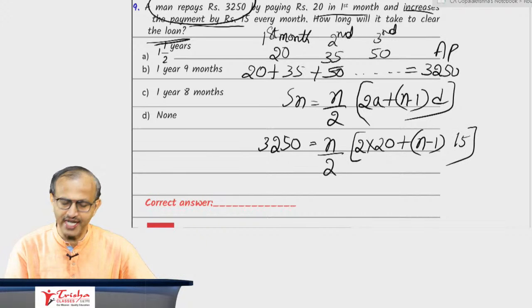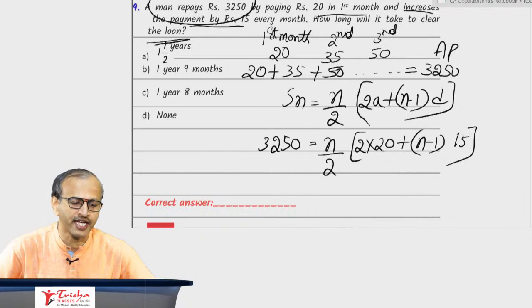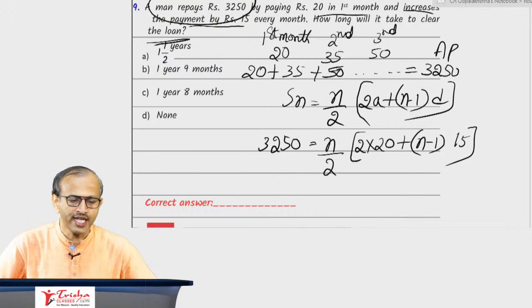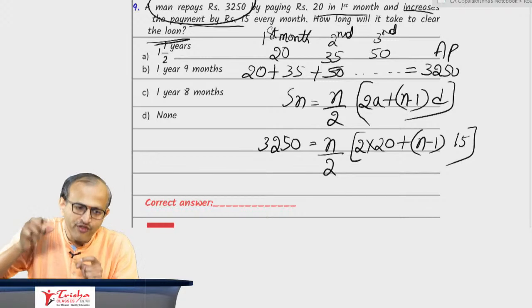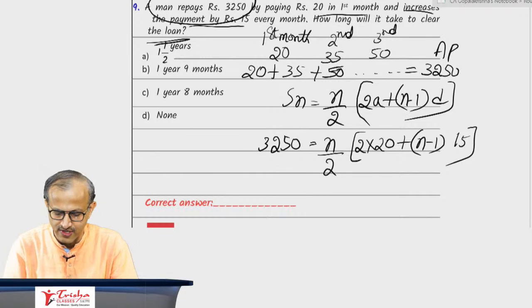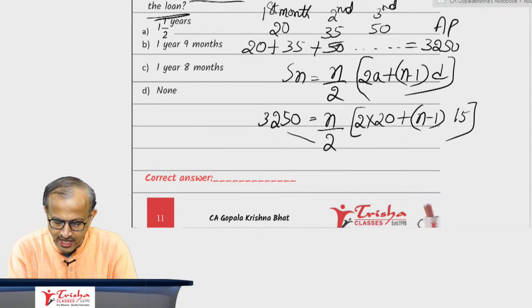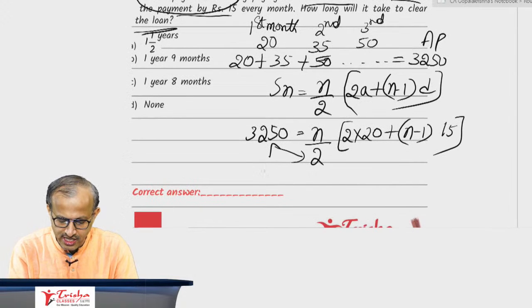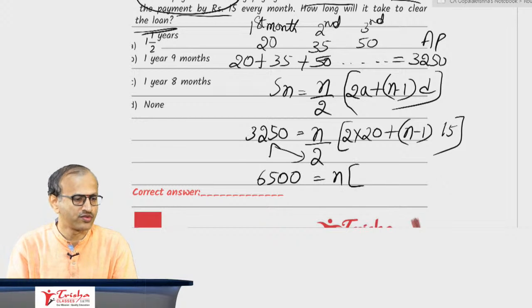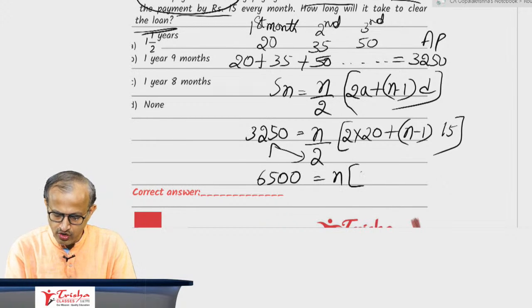Positive 15 or negative 15? Positive or negative? Positive. Any reason it is positive? Values are increasing. 20, 35, 50, increasing. So it is positive. Cross multiply. 3250 into 2. It is 6500. N into 20 into 2, 40, plus n minus 1 into 15.